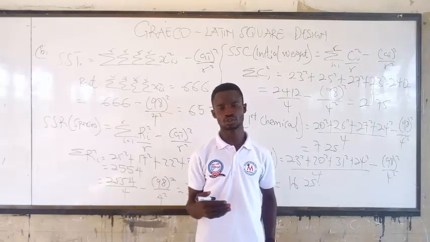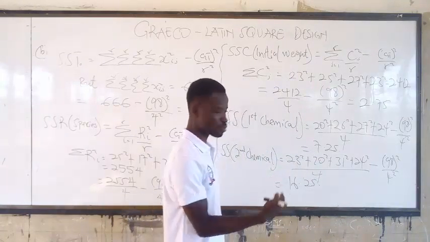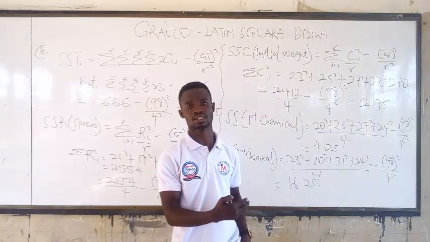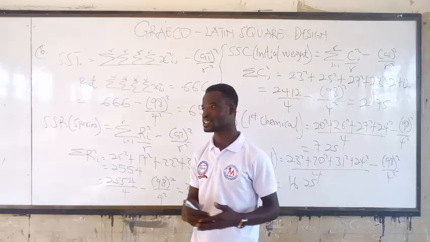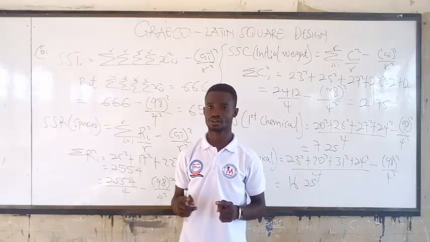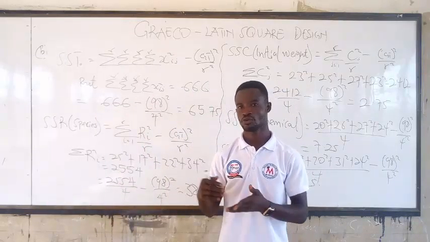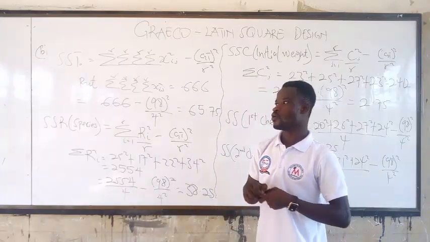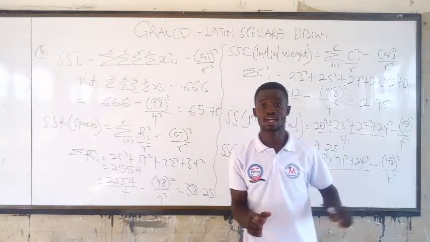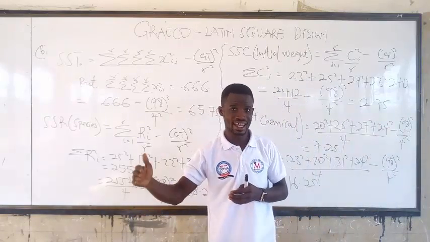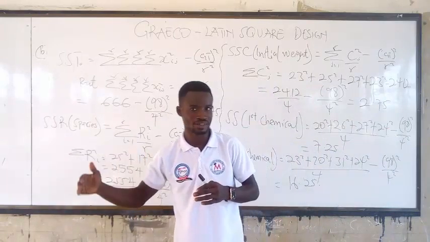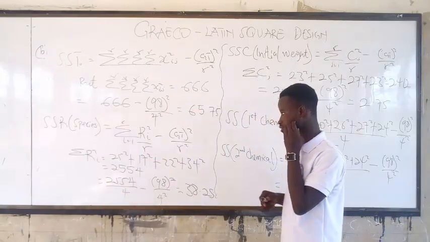All right, so we are coming to find the sum of squares. In finding the sum of squares, we know that we have two treatments. And we know that in the Greco-Latin square, we block three sources of variation.